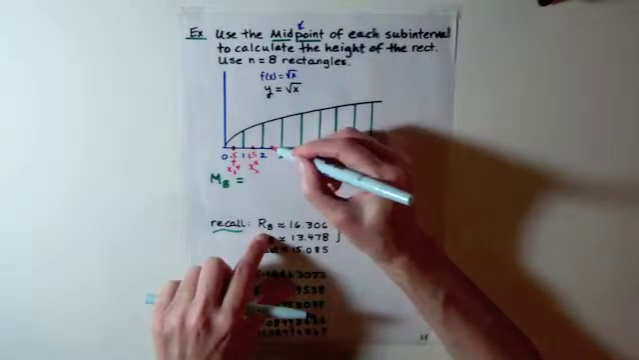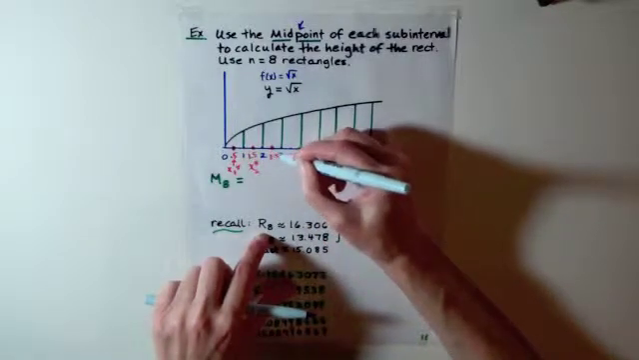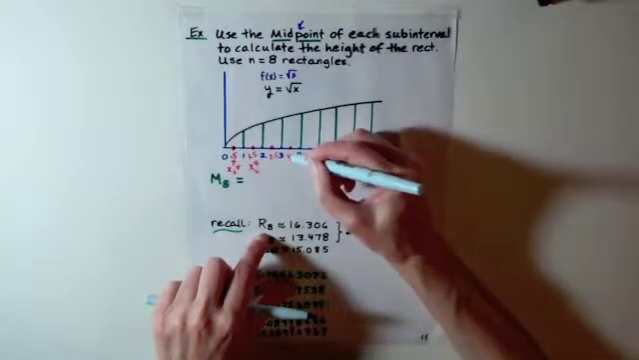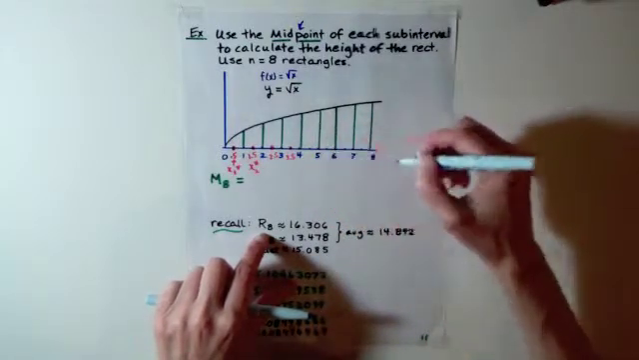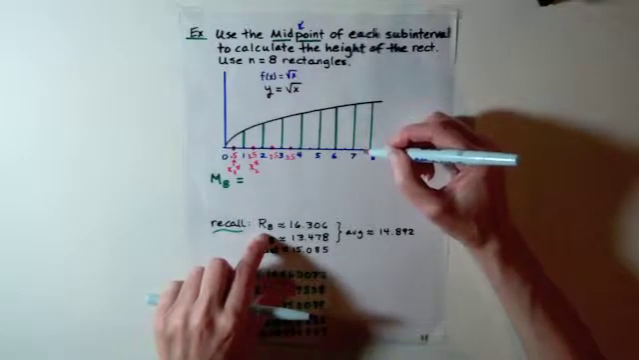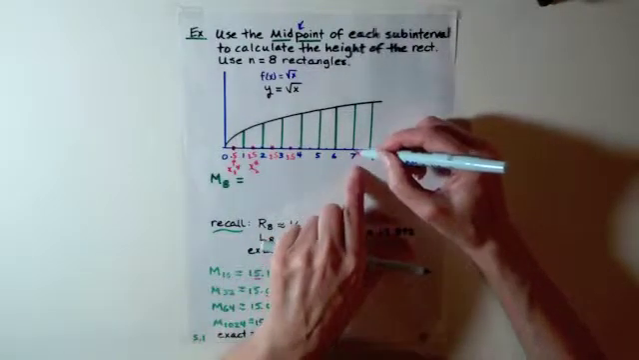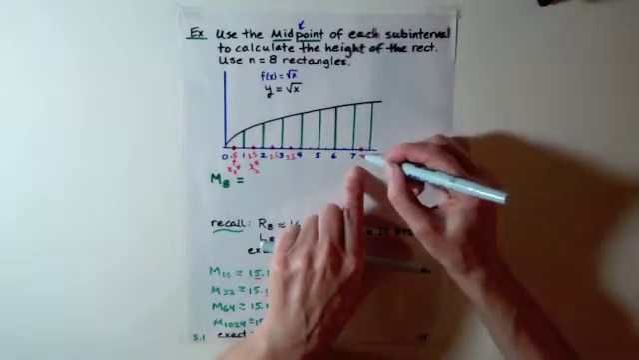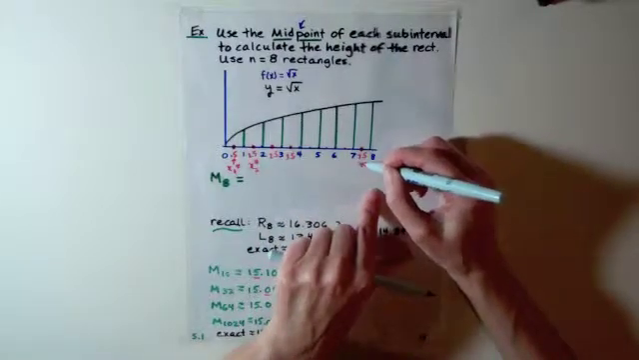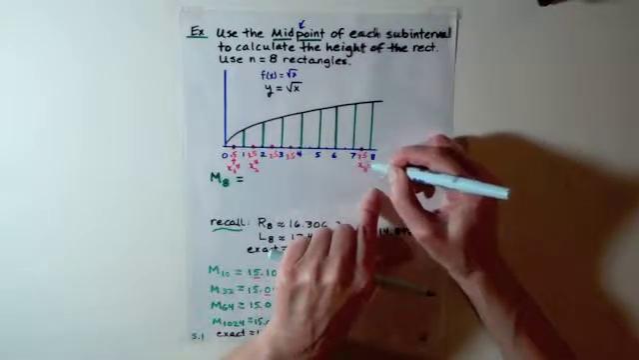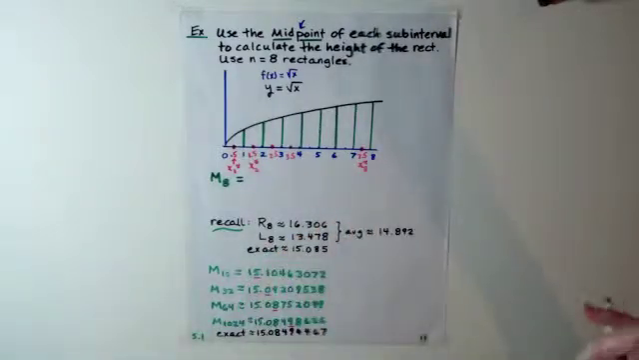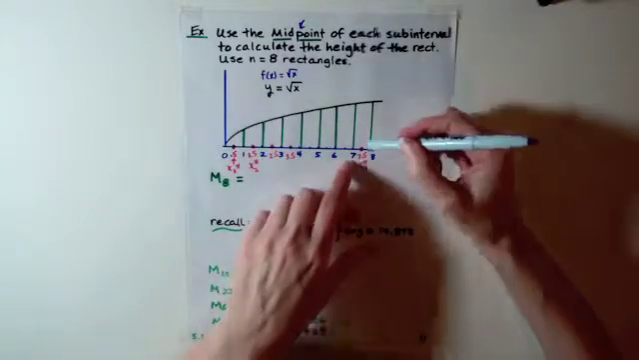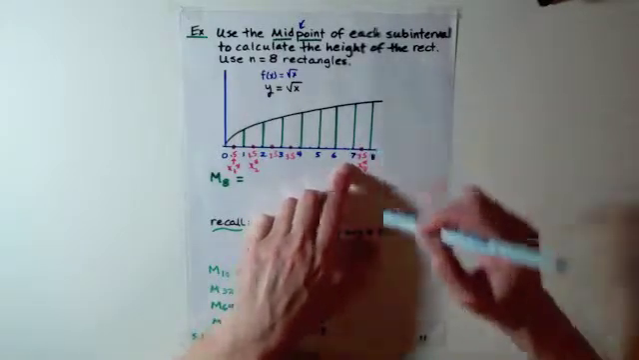Let's see what the others would be. Between 2 and 3 I would use 2.5, between 3 and 4 I would use 3.5, and so on. On the very last rectangle, the 8th rectangle, instead of using 7, the left-hand endpoint, or 8, the right-hand endpoint, I'm again going to use the midpoint, so that would be 7.5, and this would be my x sub 8 star. It's my arbitrary x value between 7 and 8, although I've dictated exactly which point we're going to use.